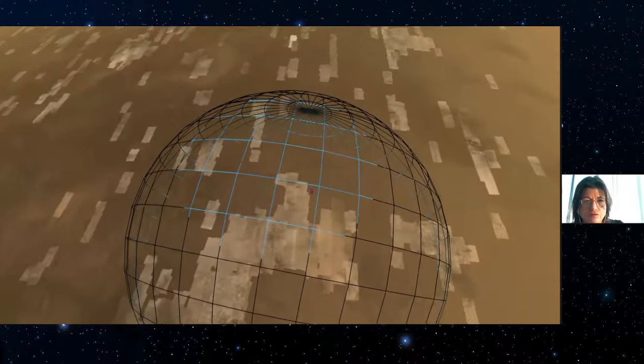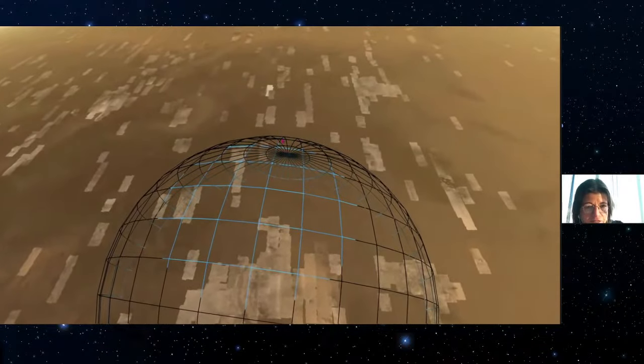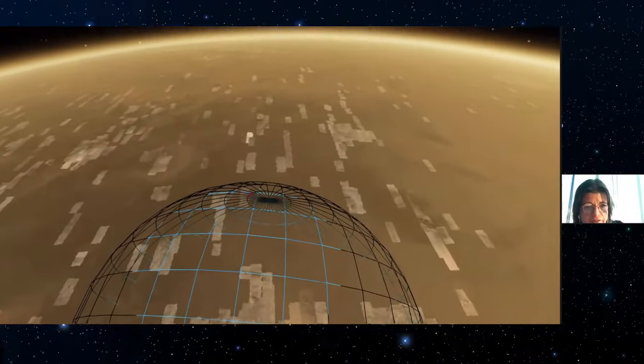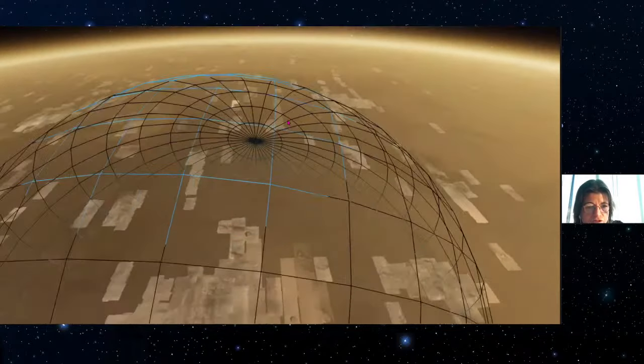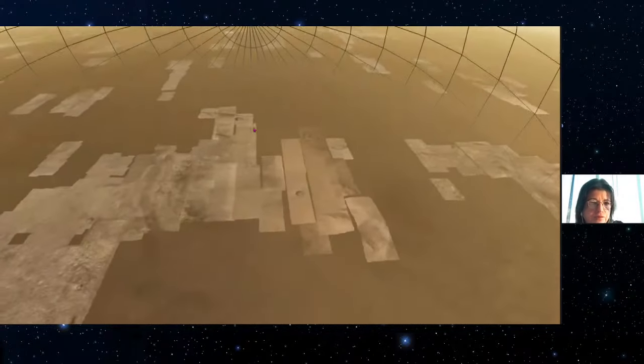And I'm just going to zoom in here. It takes a second to load. We're talking about really high resolution data sets, but here is Jezero. See it right here.